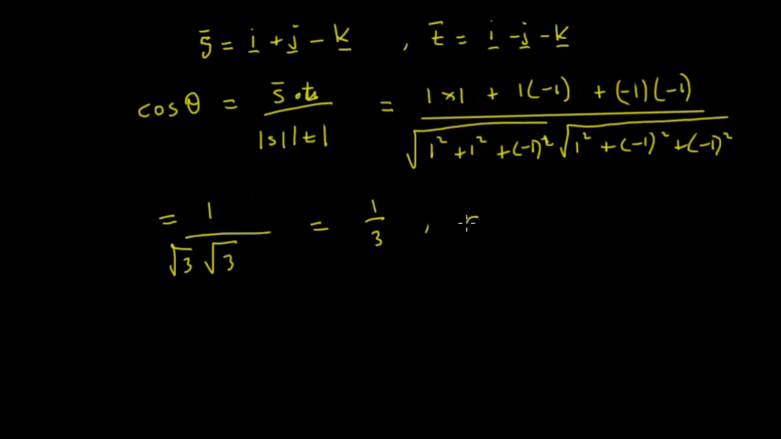To work out the angle, we have to take the inverse cos of 1 upon 3. And if you put that into your calculator, you'll get 70.5 degrees.